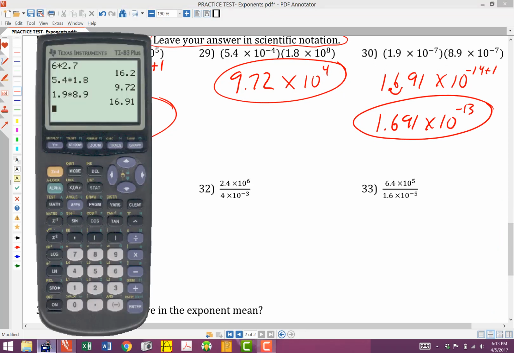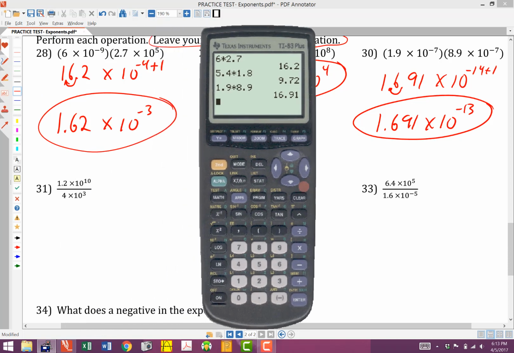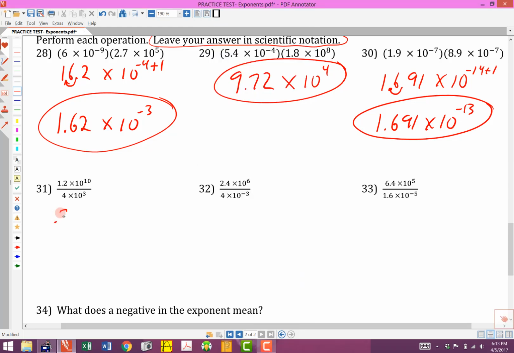And then we'll just plow through the rest of these. We're going to divide here. So we've got 1.2 divided by 4. So 0.3, 0.3, and then times 10. Remember, when we're dividing, we subtract the bottom exponent from the top. So 10 minus 3 would be 7. And then we need to move this over here. So we need to move that over one decimal place right here.